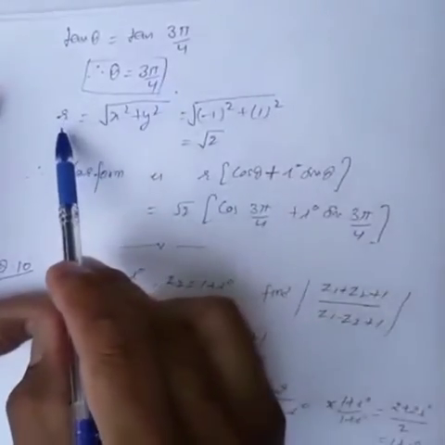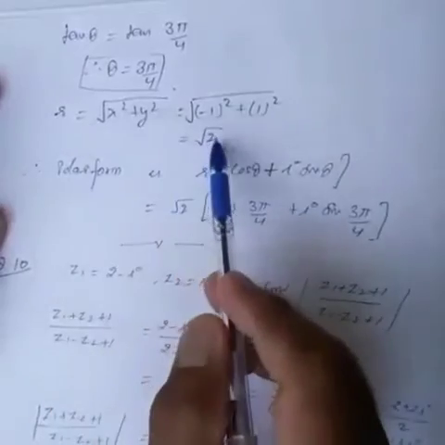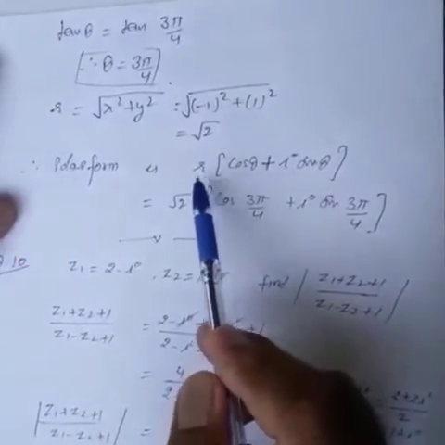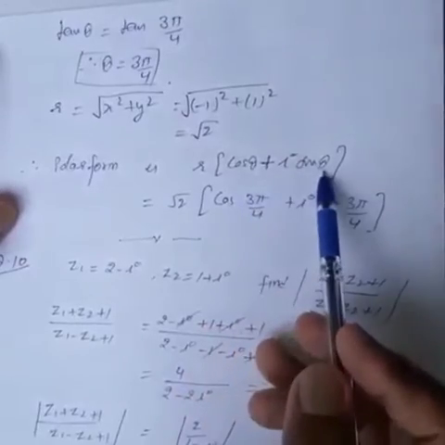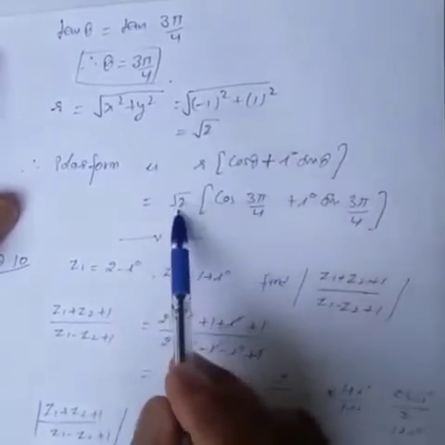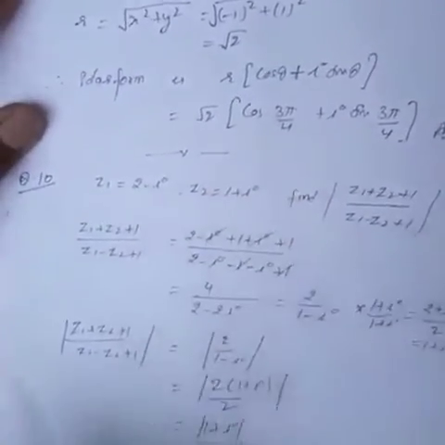Now we know r can be calculated using the square root of x square plus y square, and this is root 2. So you can write the polar form using the formula r into (cos theta plus iota sin theta). Replace r and theta which we have calculated earlier. So this is the required polar form. I hope it is clear.